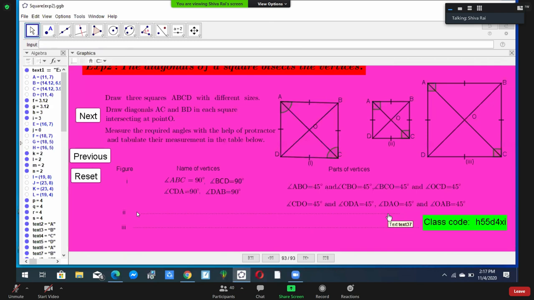Like this we'll get. Now from the second figure and third figure, I have not measured here. I have not measured. Okay, try.